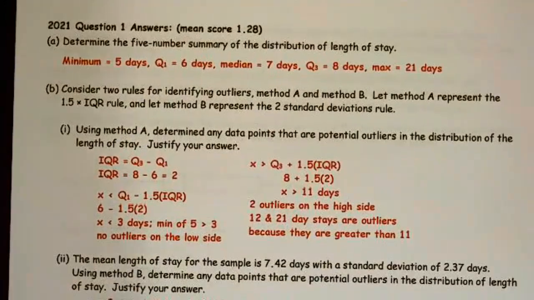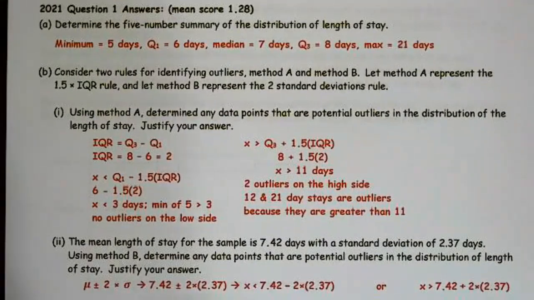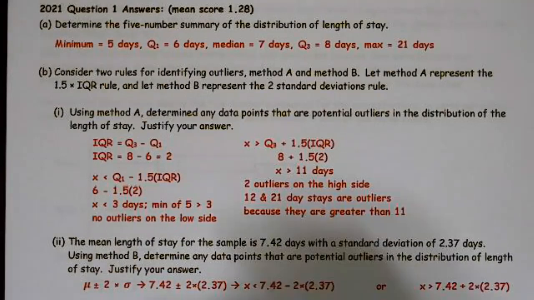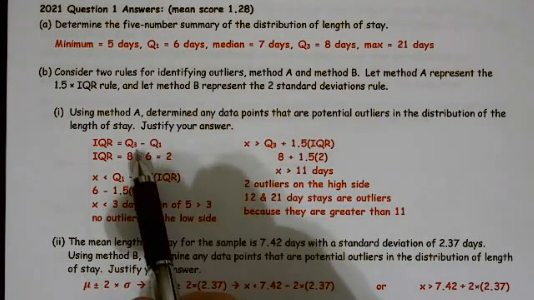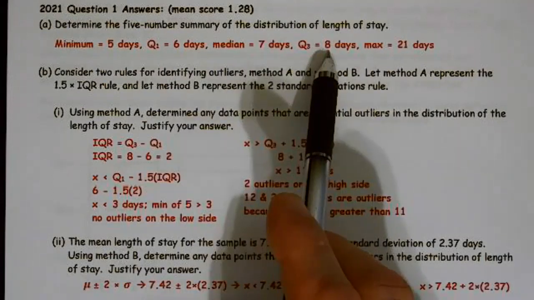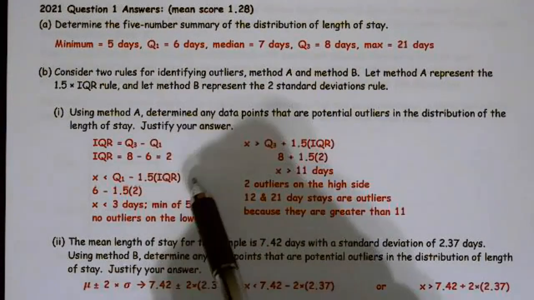So consider 2 rules for identifying outliers, method A and method B. Let method A represent the IQR rule, and let method B represent the 2 standard deviations rule. Using method A, determine any data points that are potential outliers in the distribution of the lengths. Justify your answer. Again, you have to show all your work. Well, IQR is Q3 minus Q1. So in this case, Q3 is 8, Q1 is 6, 8 minus 6 is 2.